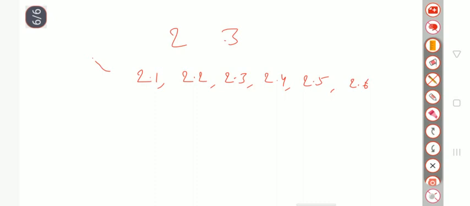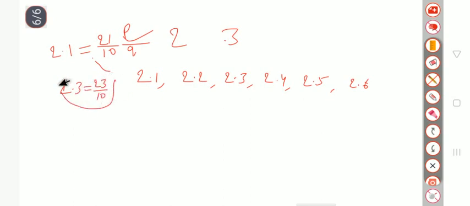But here one confusion arises: how is 2.1 a rational number? It is not looking in the form of p by q. Many will ask. So we can write 2.1 as 21 upon 10. If we remove the point, then 10 will come in the denominator. So 2.1 is 21 by 10. So it is in the form of p by q. p is 21 and q is 10. So do not confuse with 2.1, 2.2. These are all rational. We can write 2.3 as 23 upon 10. So it is in the form of p by q. So these all are rational numbers.